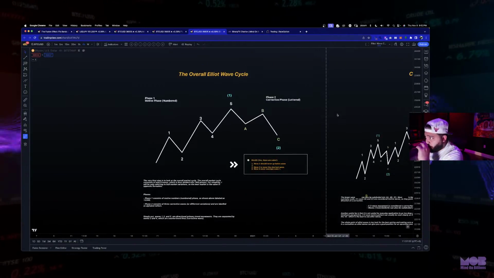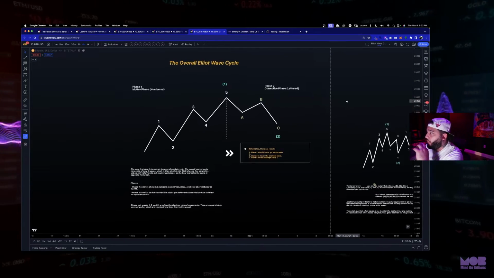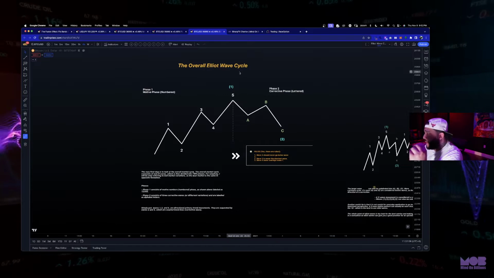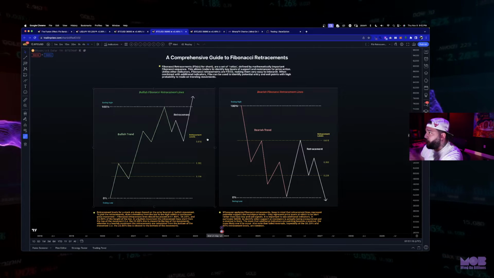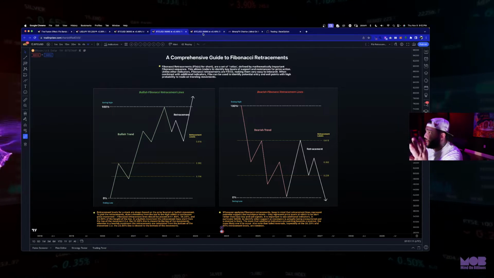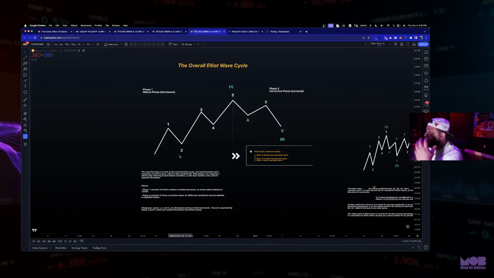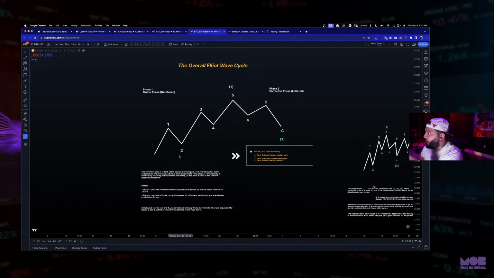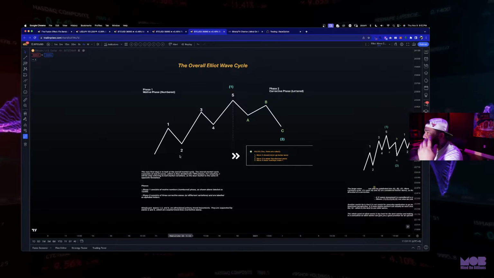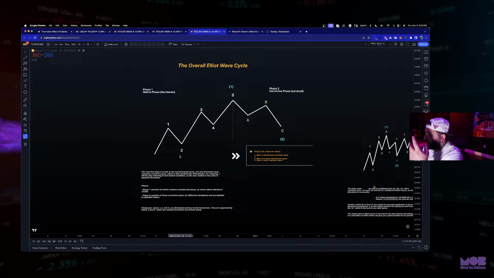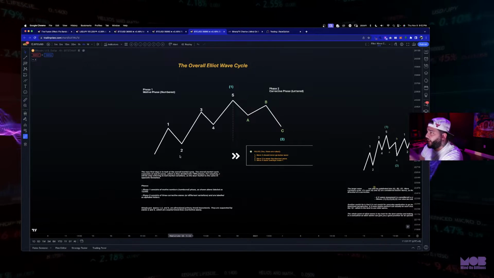All right, let us first cover the overall Elliott wave cycle. Look at what we were just learning when it comes to Fibonacci retracement levels, and so on. The market moves in waves. Elliott waves, particularly, are constantly in our face.